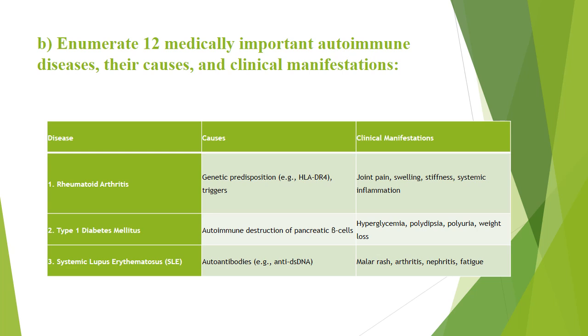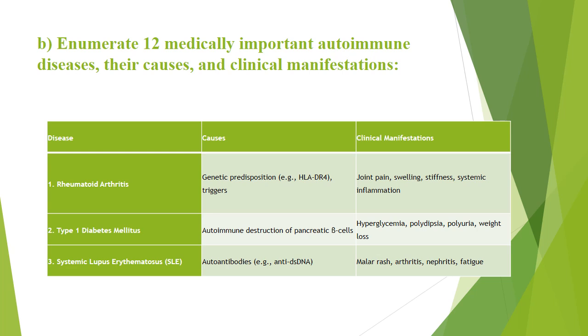The first disease is rheumatoid arthritis, which is caused by genetic predisposition and other factors. The clinical manifestations can include joint pain, swelling, stiffness, systemic inflammation, and others.